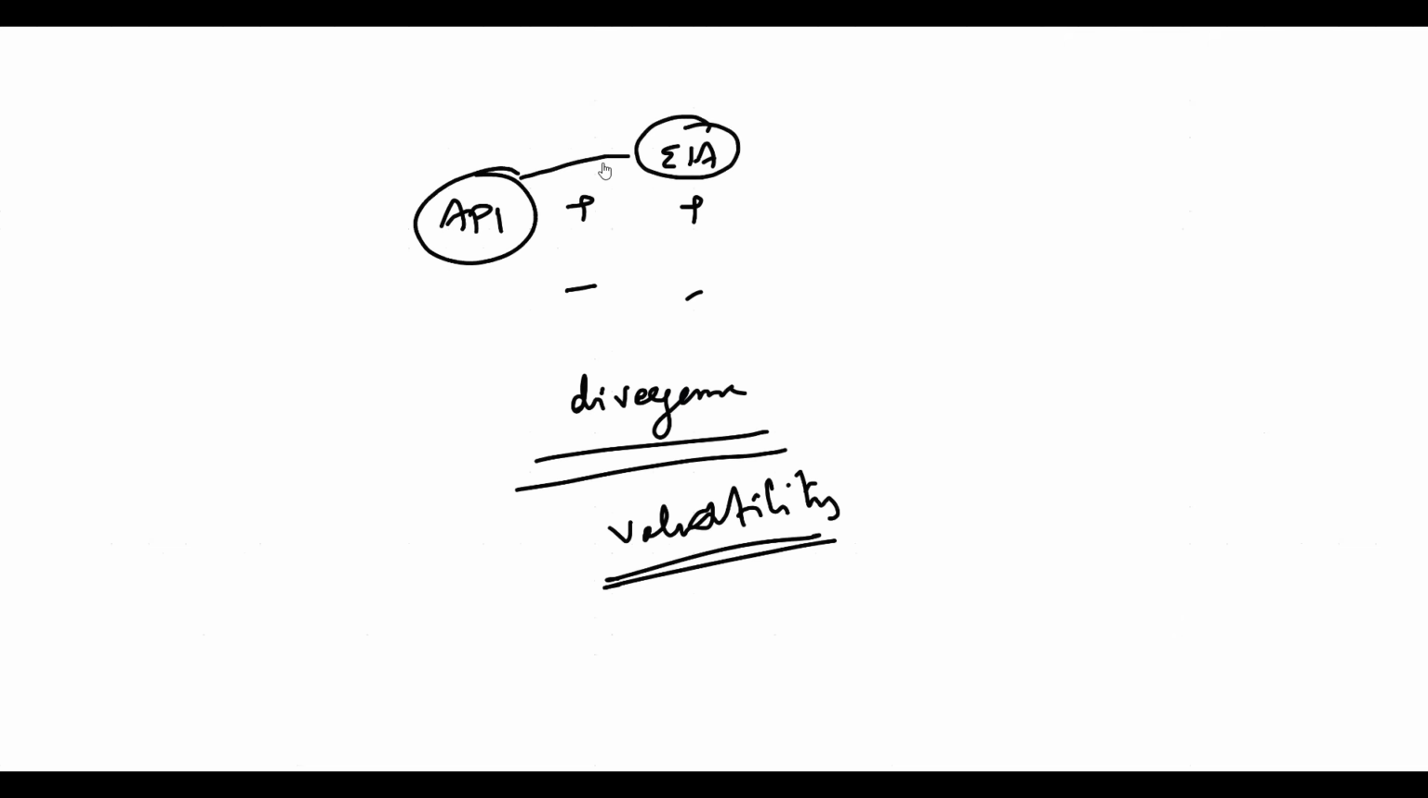So remember this, API comes at around 2 a.m. Indian Standard Time, but EIA comes at around 8 p.m. Indian Standard Time. So which is more important for us? EIA is more important for us.